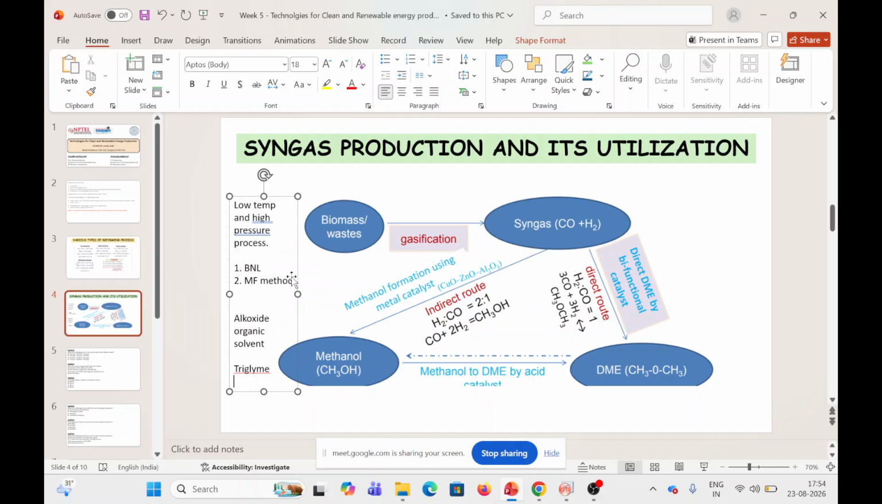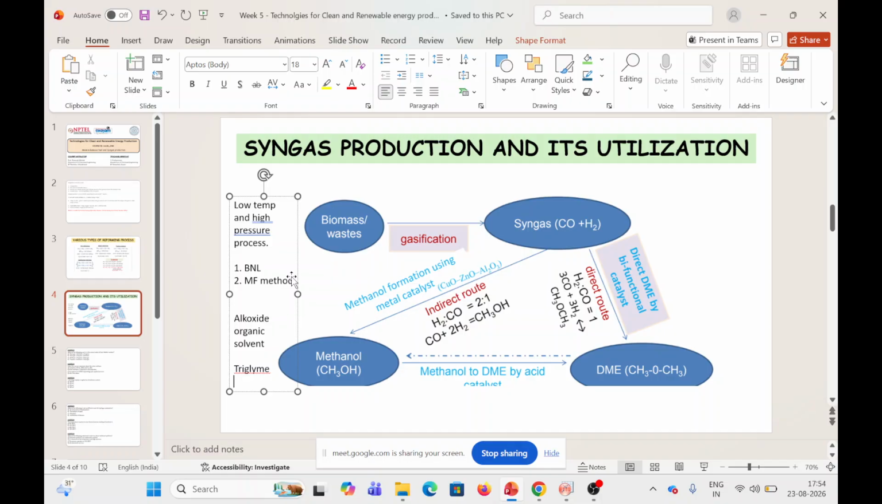The other process is making dimethyl ether out of syngas. For that, we are going to use a bifunctional catalyst, and in this case, the ratio of H2 to CO is going to be 1, and that is what is going to generate dimethyl ether. So here the ratio of H2 to CO is going to be important. If more hydrogen is present, then the chances of methanol synthesis are going to be higher compared to when the ratio is low.